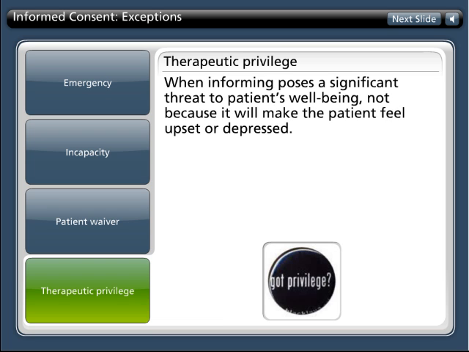The last exception is therapeutic privilege, which we have already discussed. This is when you believe that informing a patient will make them go off the deep end. And usually, if you have used this once in your career, you have used it too many times. It should not be an excuse for paternalism.